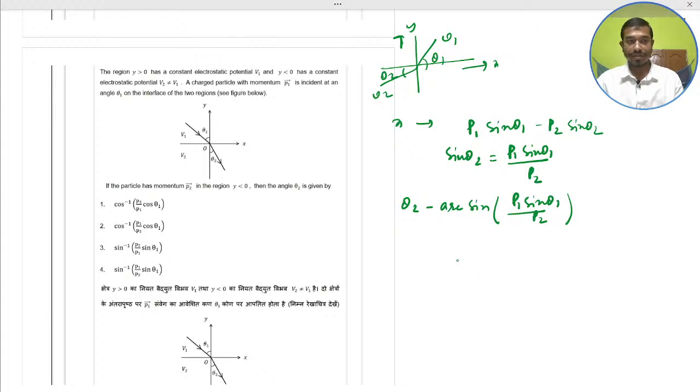So taking the inverse, option 4, sin inverse P1 by P2 sin theta 1. This is the theta 2. This is arc sin, means the sin inverse, okay, P1 by P2 sin theta 1. Option 4 would be the correct. Next, go ahead.